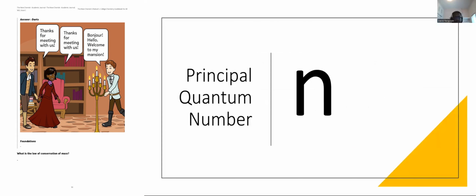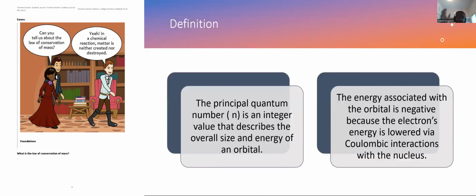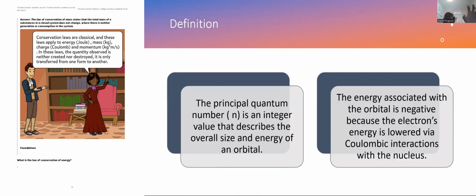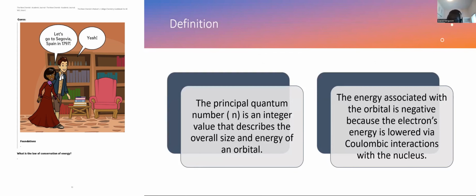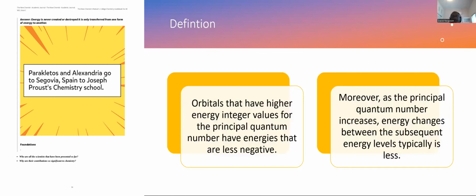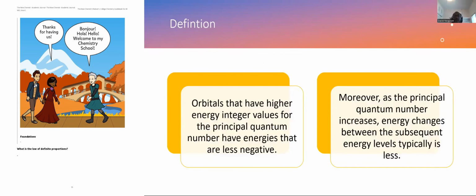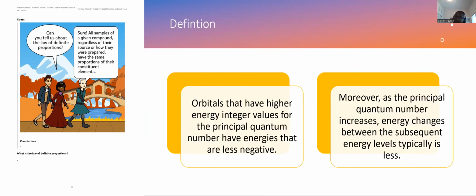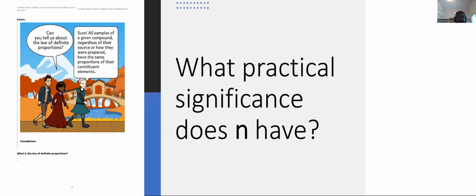So the principal quantum number n. The principal quantum number is an integer value that describes the overall size and energy of an orbital. The energy associated with the orbital is negative because the electron's energy is lowered via Coulombic interactions with the nucleus. Orbitals that have higher integer values for the principal quantum number have energies that are less negative. Moreover, as the principal quantum number increases, the energy change between subsequent energy levels typically becomes smaller.